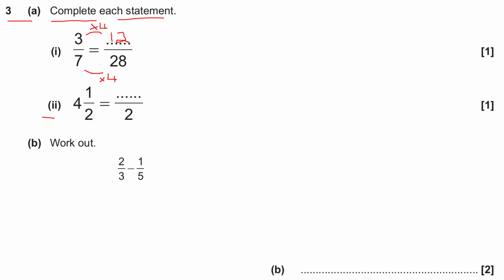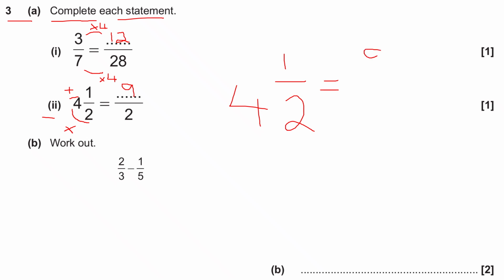Next up, we've got part II, where we turn a mixed number into a top-heavy fraction or an improper fraction. So to go from this to this, we do the denominator times the whole number. So 2 times 4 is 8, and then we add on our answer to the numerator. 8 plus 1 is 9. So 4 and a half as an improper fraction is 9/2, or top-heavy fraction, you could say.